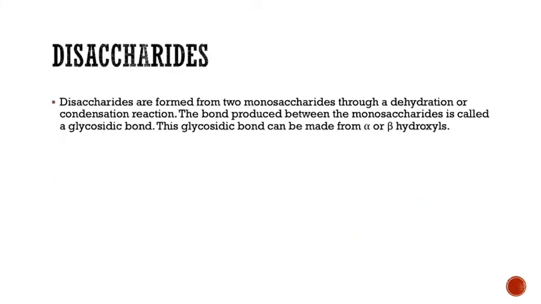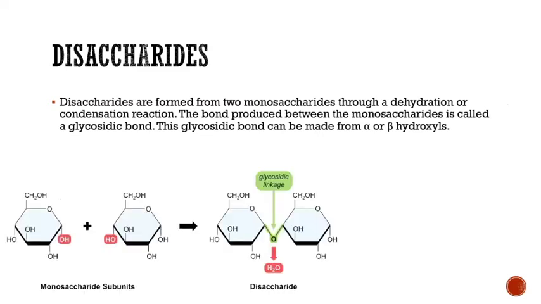So moving on to disaccharides. Disaccharides are formed between 2 monosaccharides, di meaning 2. And these monosaccharides are joined through a dehydration or condensation reaction. So you have the hydroxyl group from carbon 1 with the hydroxyl group from carbon 4 of glucose here. These will bind together to create a glycosidic linkage and create a water.